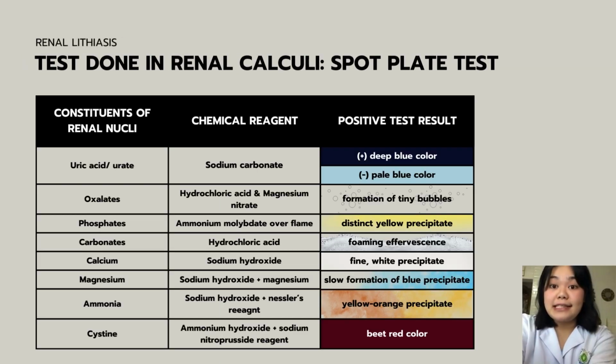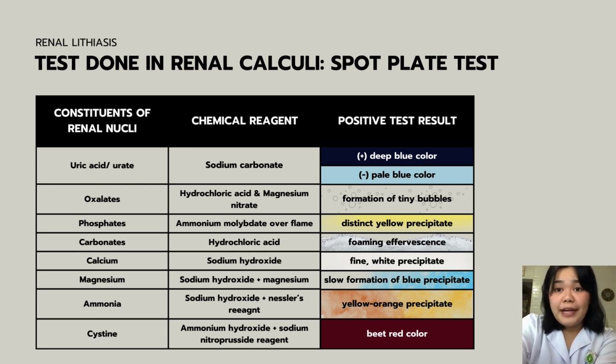Now, what are the tests done in renal calculi? Well, we have the spot plate test, wherein the constituent of renal calculi like uric acid has the chemical reagent of sodium carbonate, and it gives a deep blue color for the positive result and a pale blue color for negative. We also have oxalate, which has the hydrochloric acid and magnesium as its chemical reagent, and it gives a positive result with the formation of tiny bubbles.